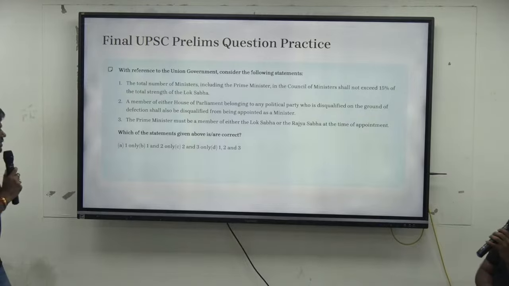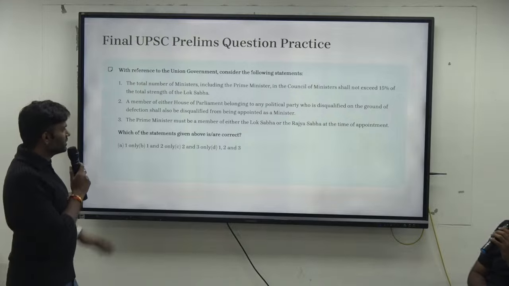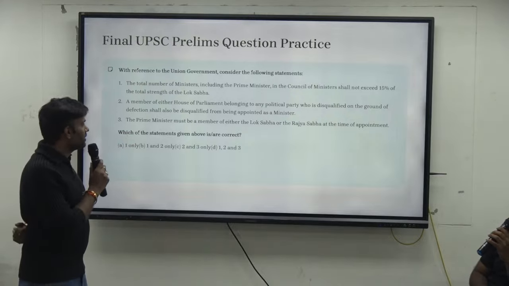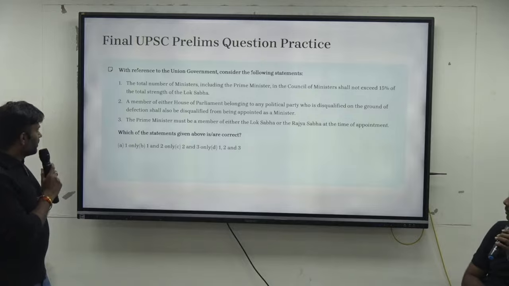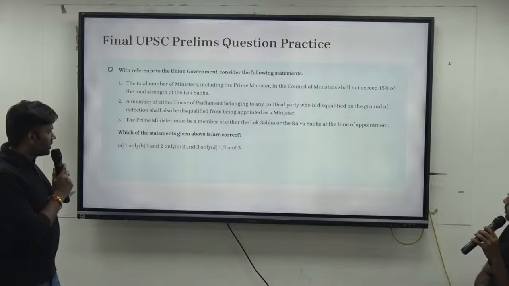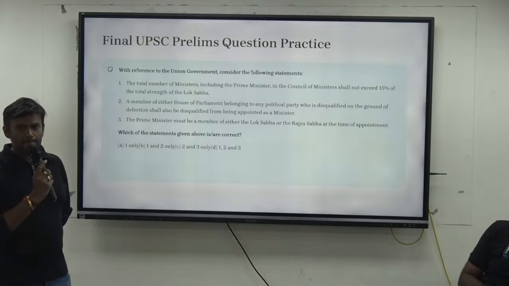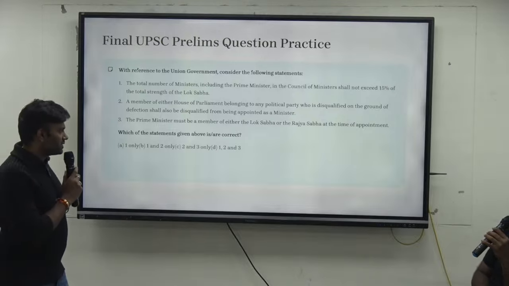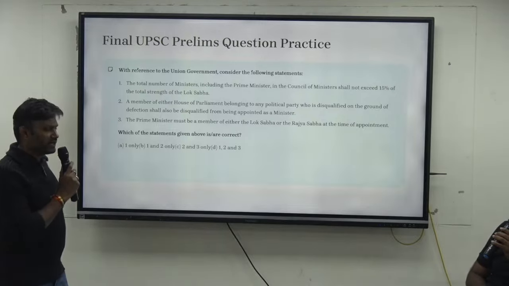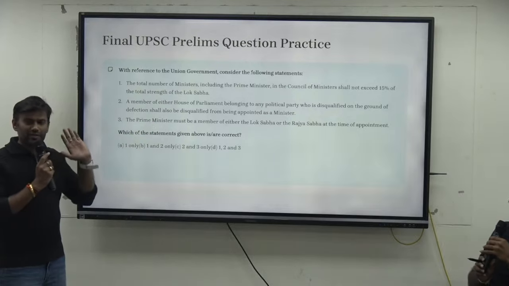With reference to the Union government, consider the following statements. The total number of ministers, including the Prime Minister, in the Council of Ministers shall not exceed 15% of the total strength of the Lok Sabha. A member of either House of Parliament belonging to any political party who is disqualified on the grounds of defection shall also be disqualified from being appointed as a minister. The Prime Minister should be a member of either Lok Sabha or Rajya Sabha at the time of appointment. Okay. So, third statement, is it right or wrong?